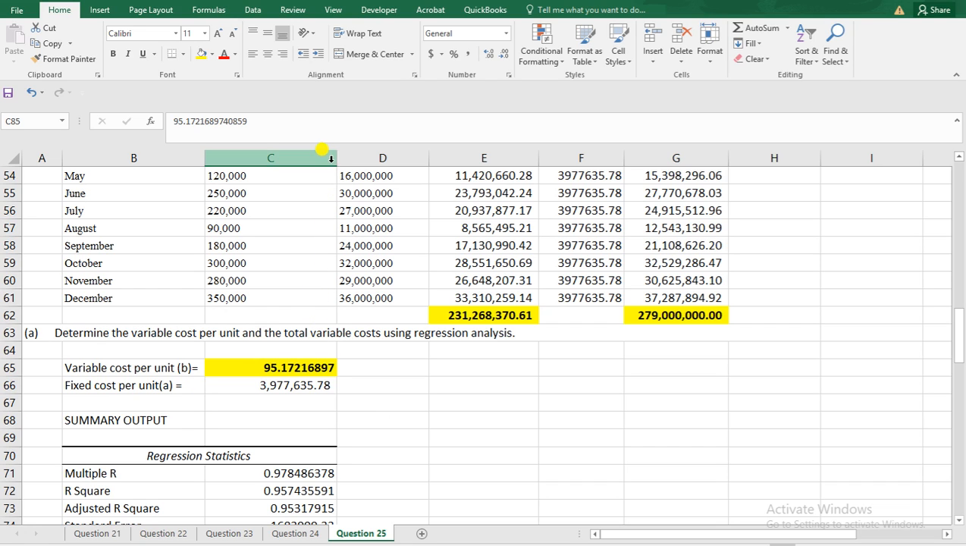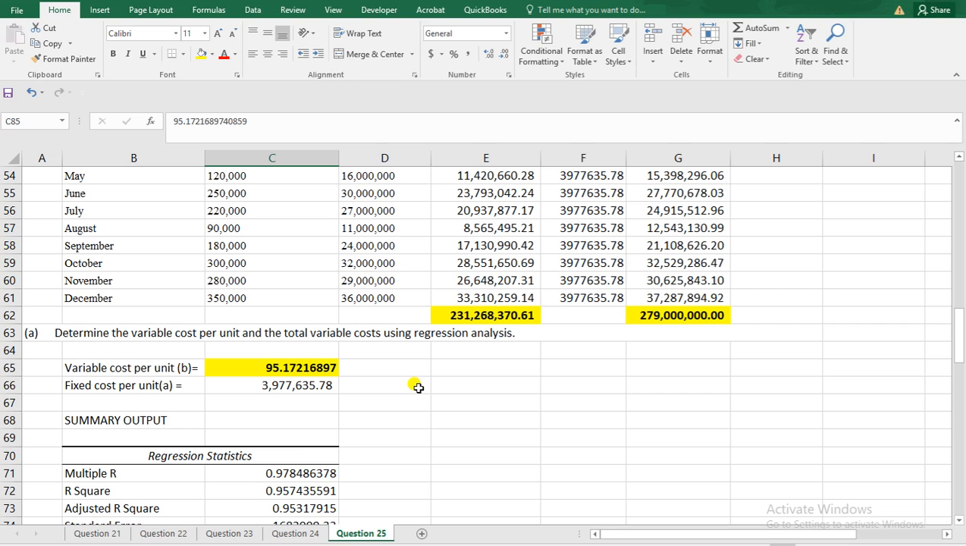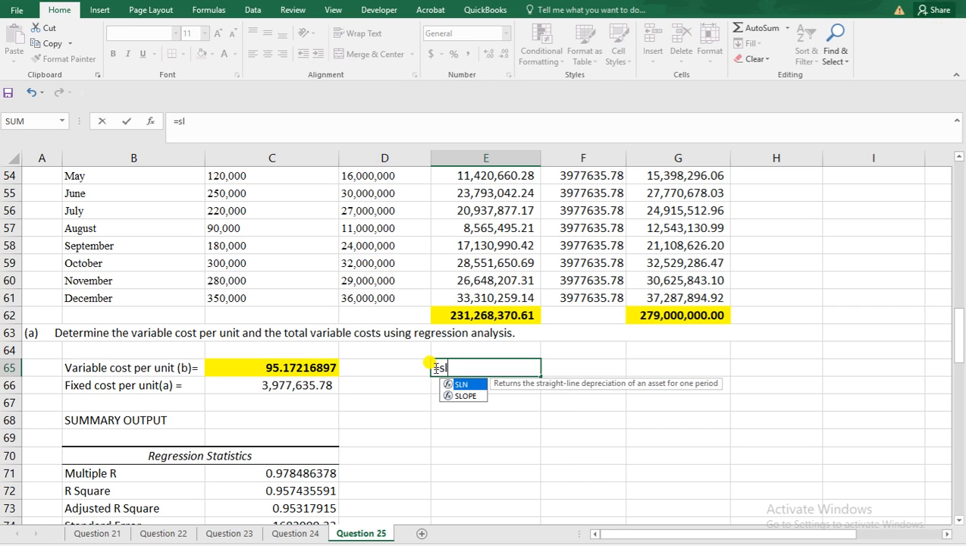Another function that you can use to determine the variable cost is easy because I'll be using our slope function, because B is the slope of our graph. So basically, I can just do equal sign, slope, you see? It returns the slope of the linear regression line through the given data points. This is another way, right?